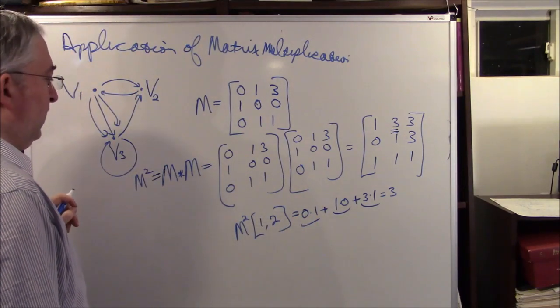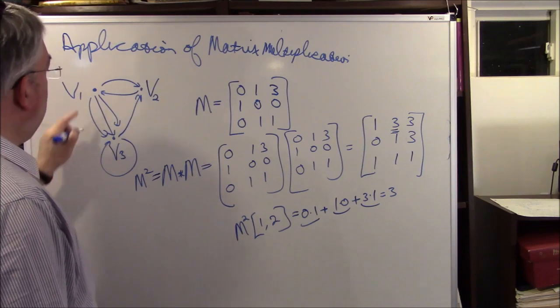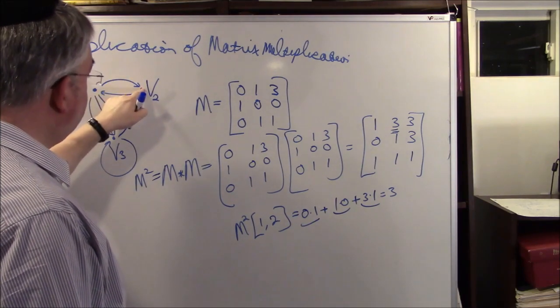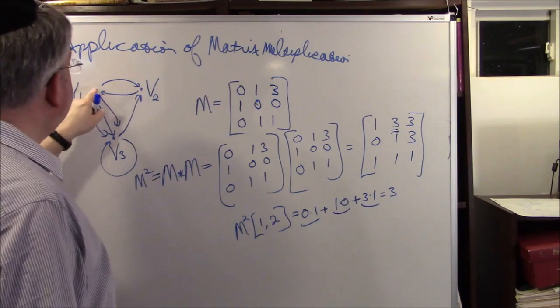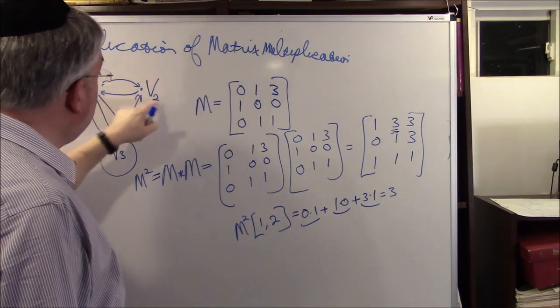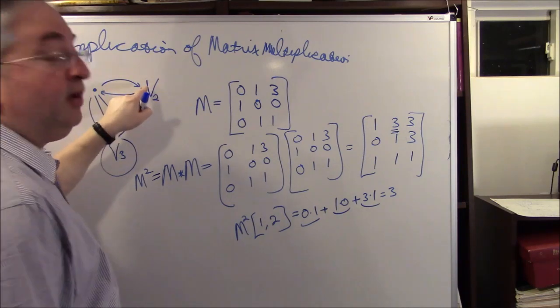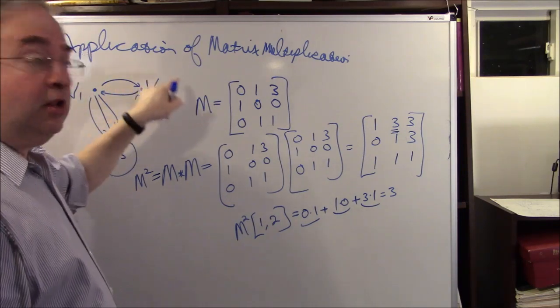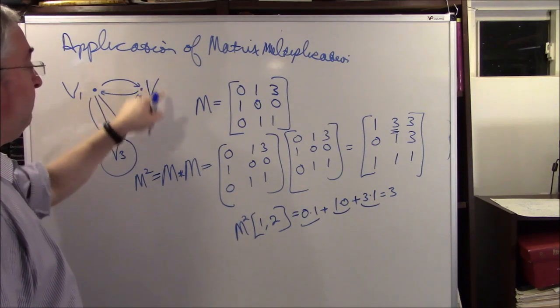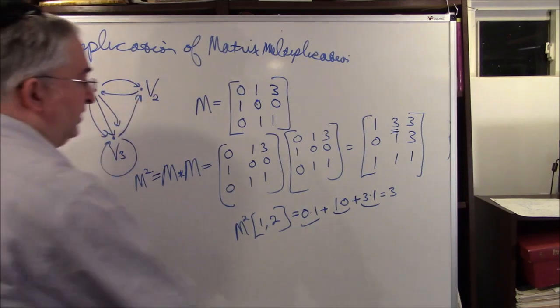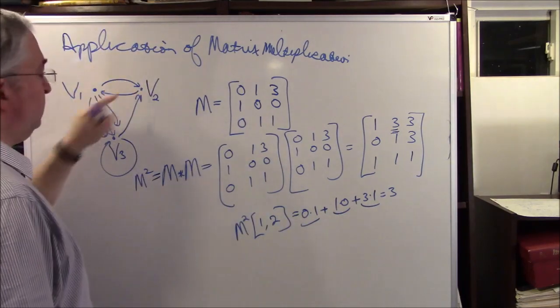Next, another thing I could do is go to vertex 2. Again, I want to go from 1 to 2 in a path of length 2. So I can go to vertex 2, and then I can go around in some loop here. That would be my second leg of the journey. But there is no little path over here. So that's 1 times 0. So there is nothing there.